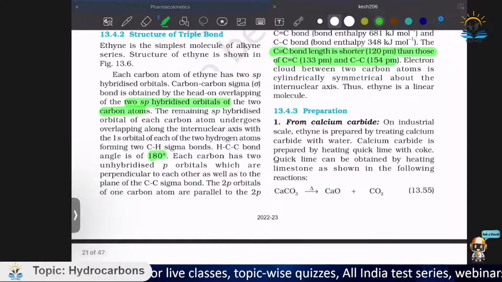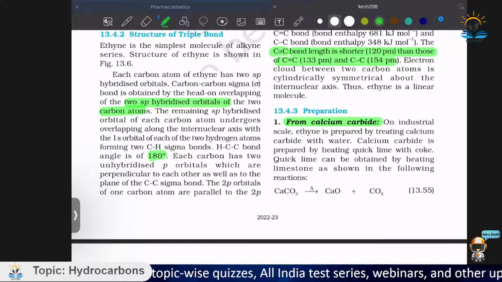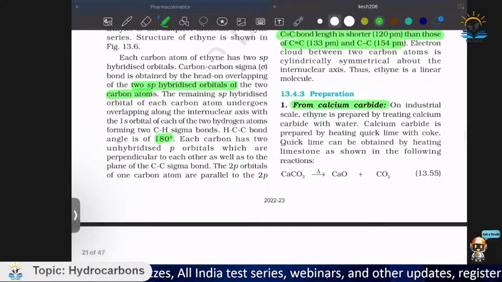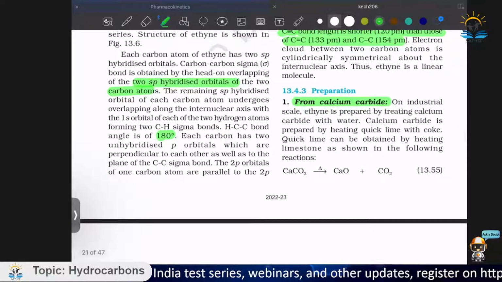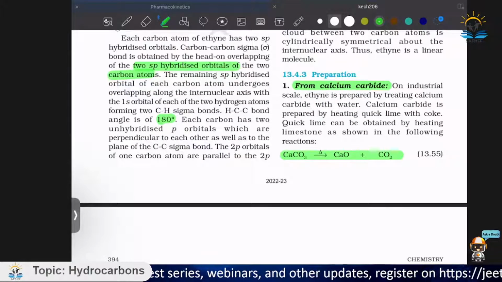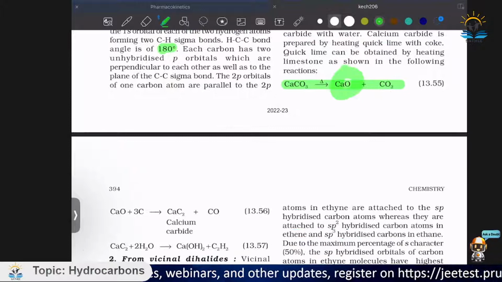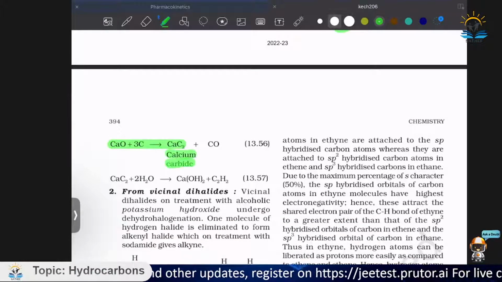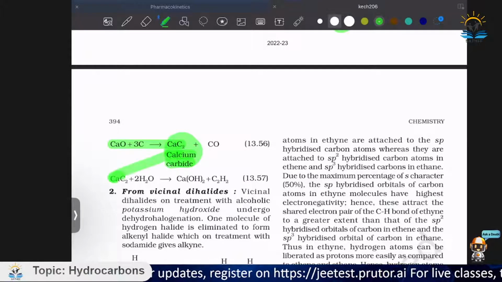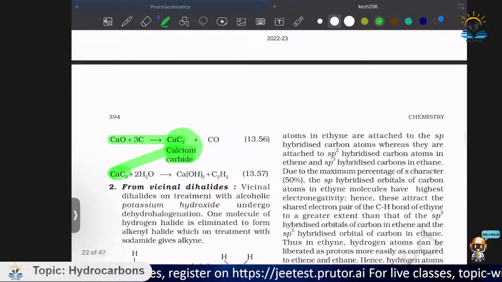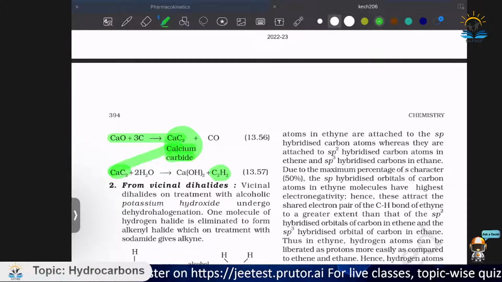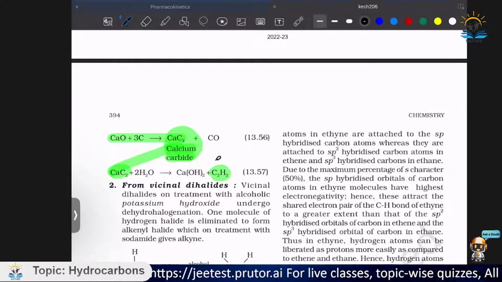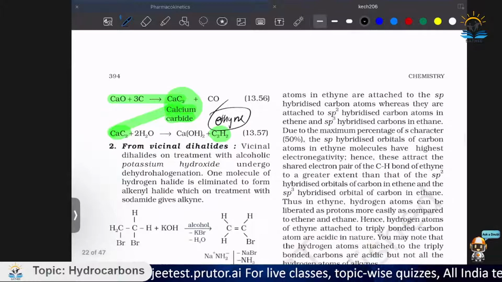Moving on to our point of interest, it is preparation from calcium carbide. Remember CaC2. First, how do you obtain calcium carbide? You heat calcium carbonate, obtain a compound called calcium oxide. Heat calcium oxide with carbon, you get calcium carbide. This calcium carbide, on reacting with water, will give you ethyne. So yeah, you have your starting material here.